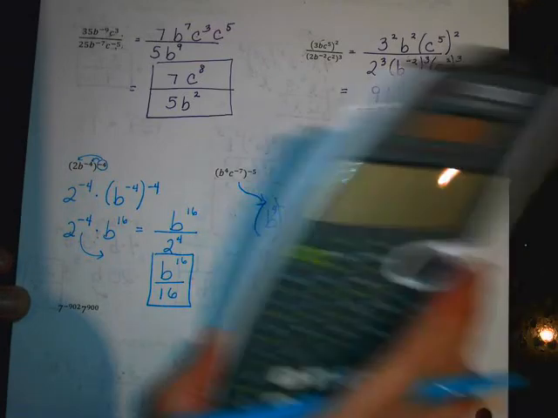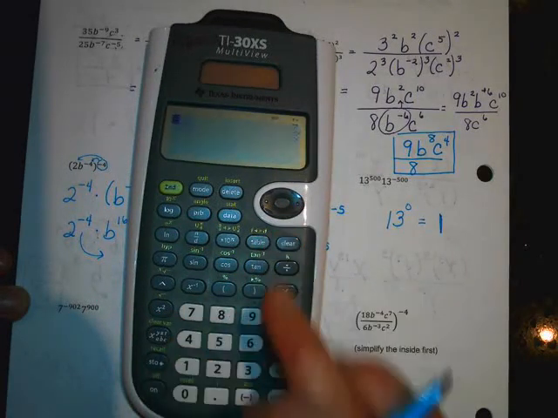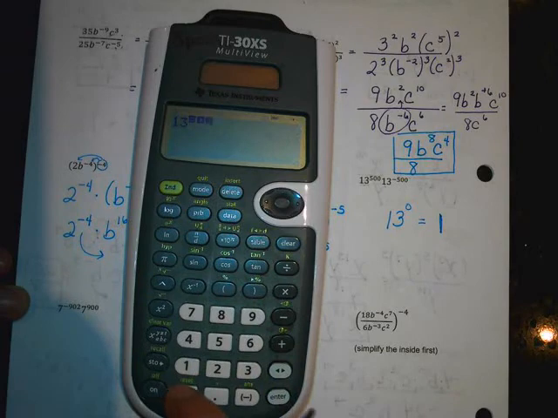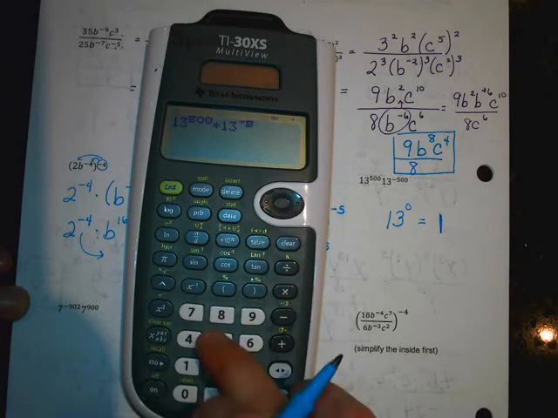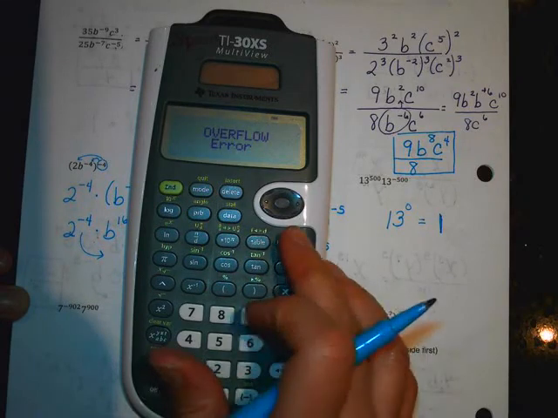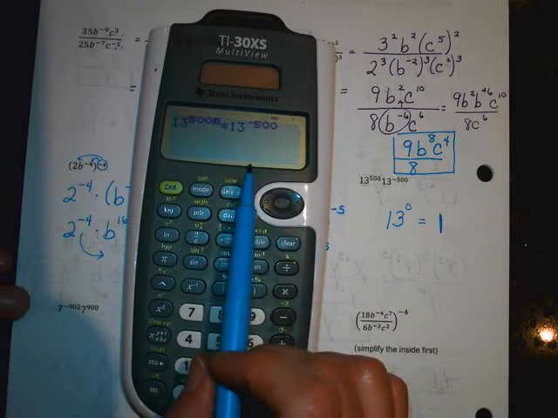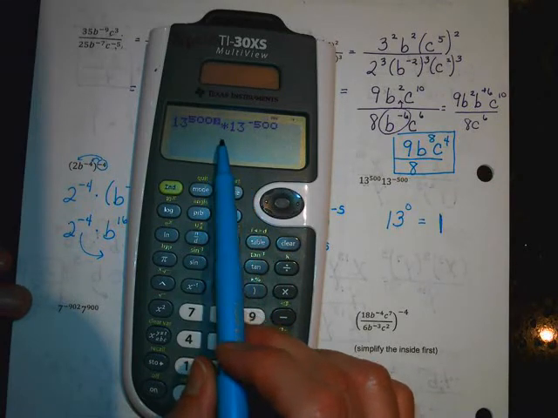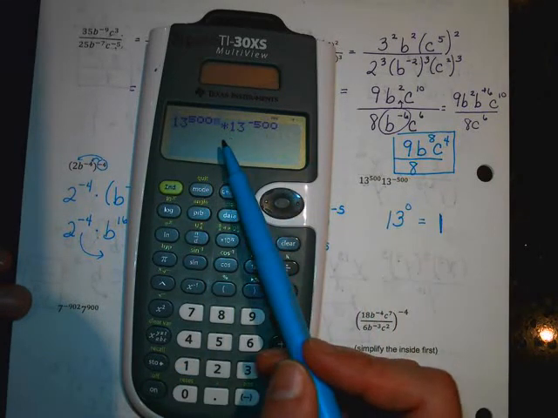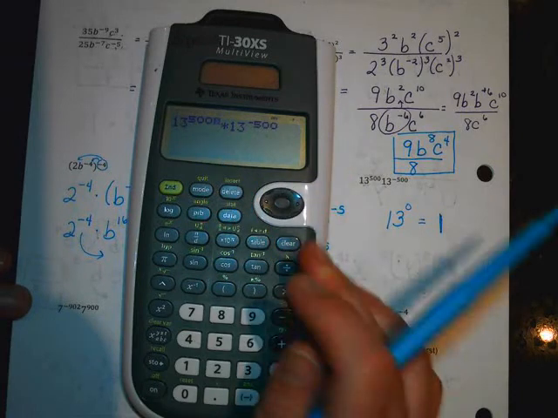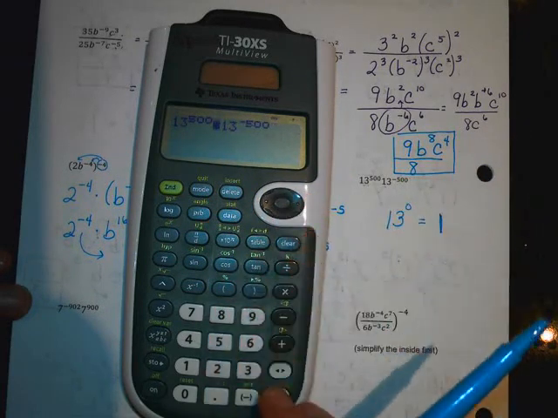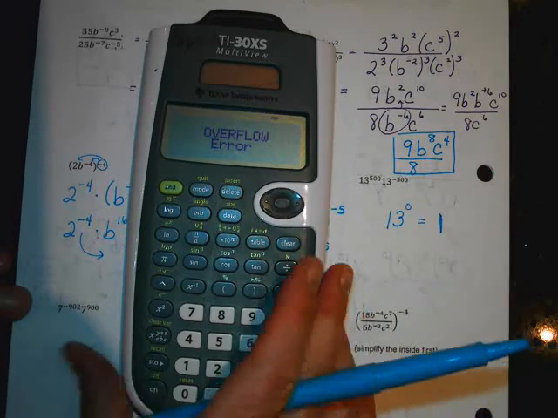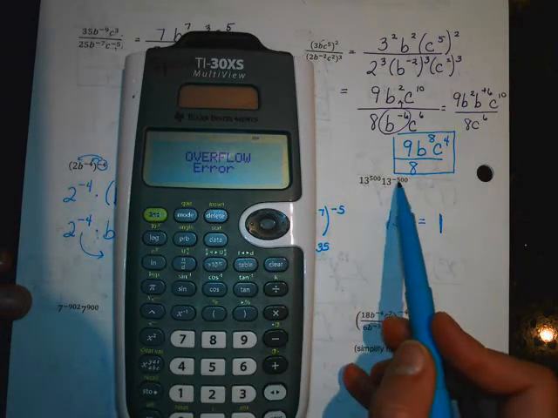Let's check it. You ready? Just for kicks. So 13 raised to the 500 times 13 raised to the negative 500. Whoa, overflow. Wow, okay. So we can't do this on our calculator. Well, that's cool. So we really do need to learn these rules. I didn't realize our calculator wasn't going to like that. Oh, that's so cool. Huh, okay, I'm so happy. So it's a good thing we know these rules, right?